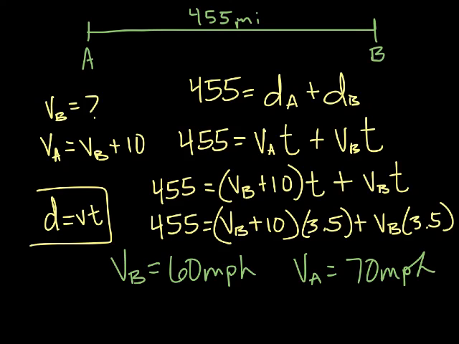And some of you guys knew that there was a 10 mile an hour difference. You just plugged in different numbers, and you solved for the distances and waited until you found one where the distances added up to 455, that's okay. So if you did that and you still got the right answer, as long as you showed your steps and your method, that was correct.